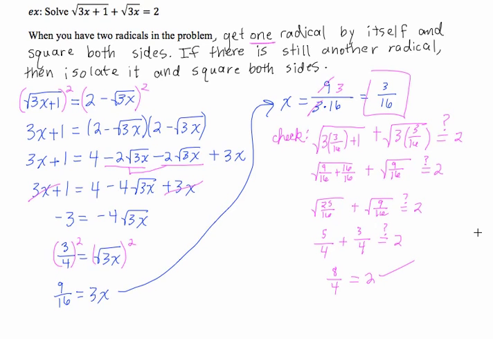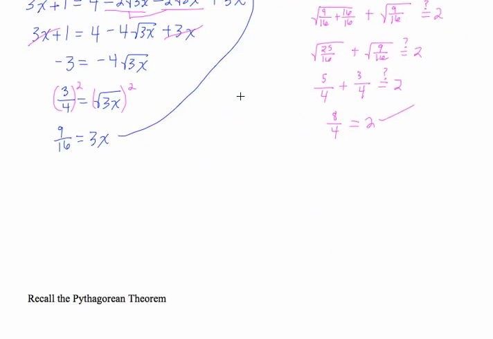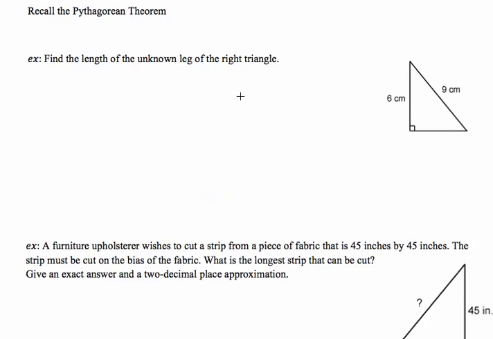So if you have 2 radicals, first get 1 radical by itself, square or cube both sides, simplify as much as possible. Then if there's still another radical, isolate it and square both sides and solve from there. That's it for theoretical problems. Now let's look at a couple of applied problems. These are actually fairly simple problems compared to the ones that we just worked, but that's okay. It's always a good idea to work some applied problems so you can work on those skills.